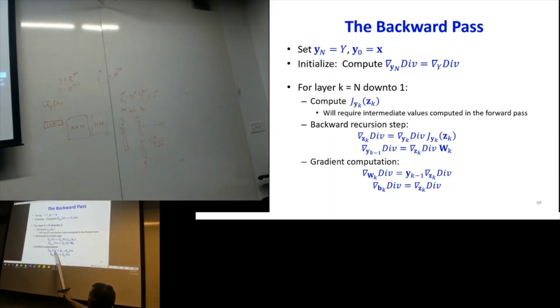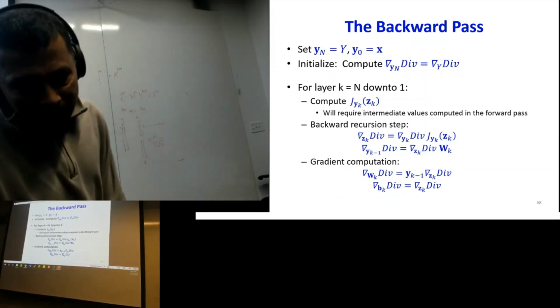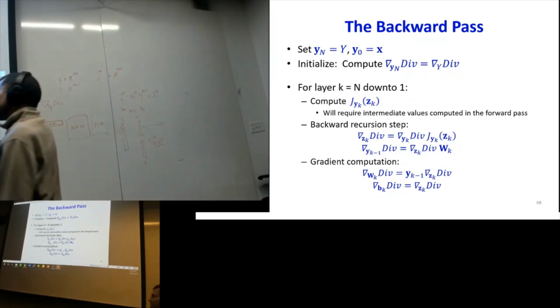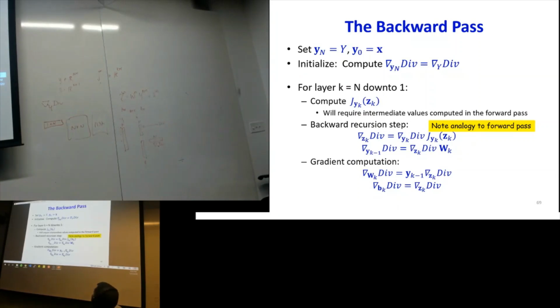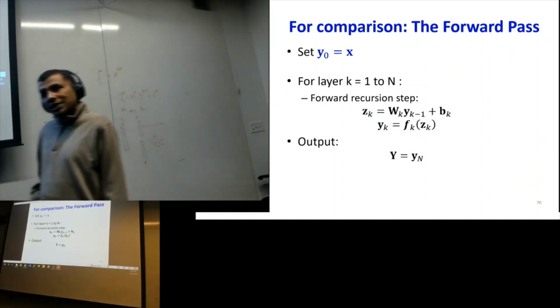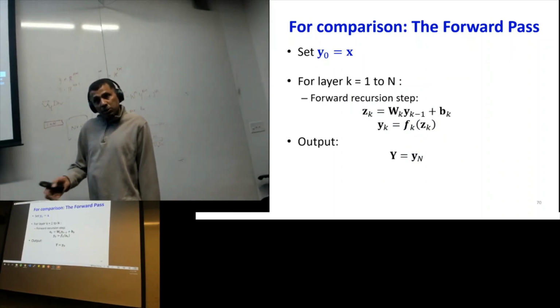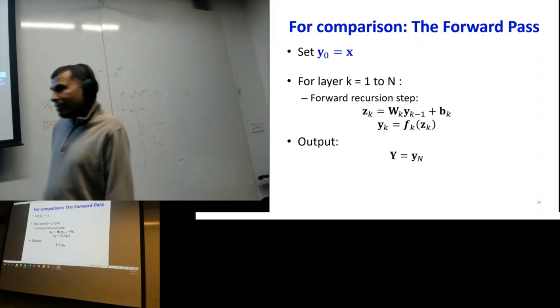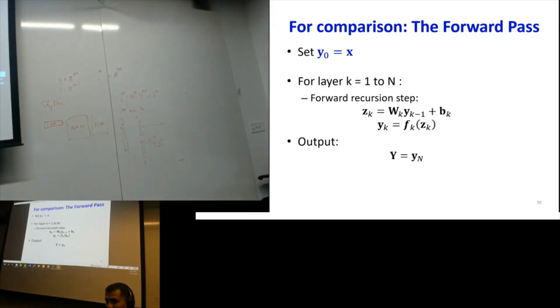And also the derivative of the divergence with respect to the biases, which is simply the derivative of the divergence with respect to z. Now observe again that this looks a whole lot like the forward pass. Here was the forward pass. In the forward pass, you first computed the z as an affine combination of the outputs from the previous layer, and then you computed the y as an activation applied to this affine combination.